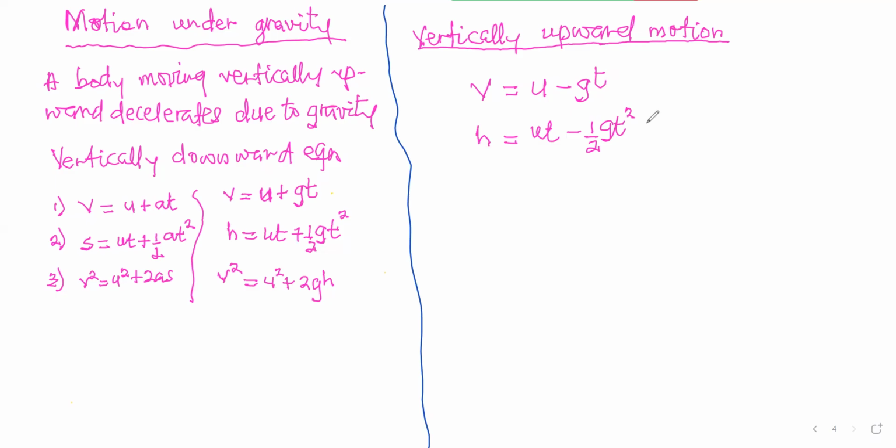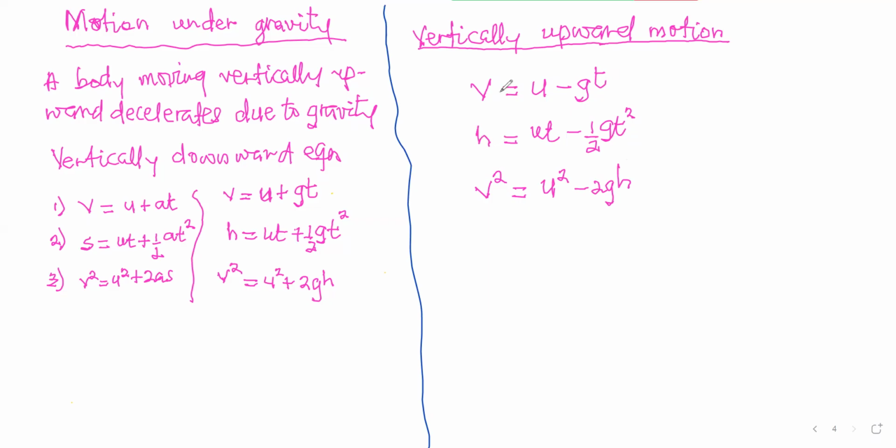Gravity. So if you are asked why is the g minus, it's because as the body goes up, it decelerates, and the deceleration is due to gravity. That's why we change it from a to g. Then lastly, we have v squared is equal to u squared minus 2gh. So these are the equations for vertically upward motion.